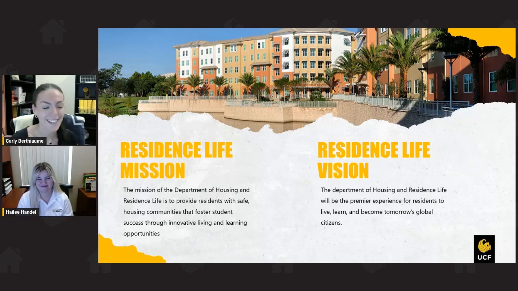So that being said, our mission is to provide residents with safe housing communities that foster student success through innovative living and learning opportunities. And our vision is that the Department of Housing and Residence Life will be the premier experience for residents to live, learn, and become tomorrow's global citizens.